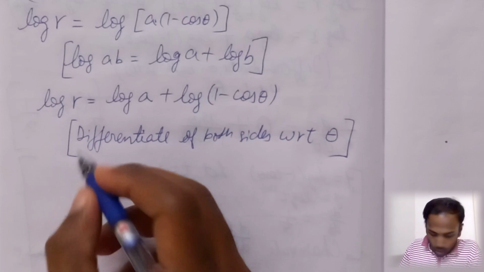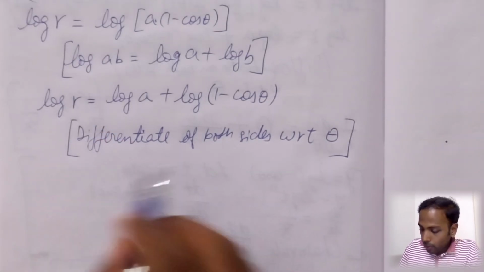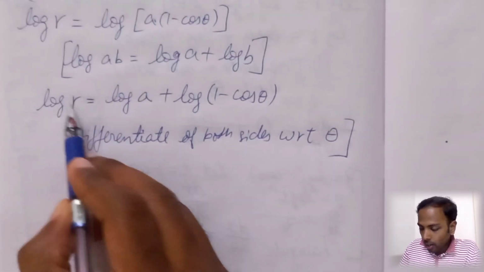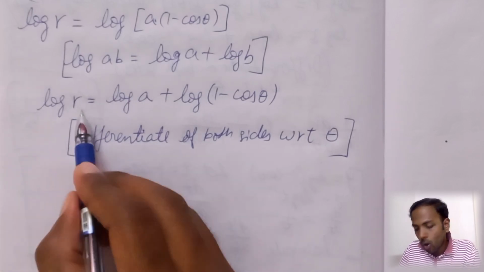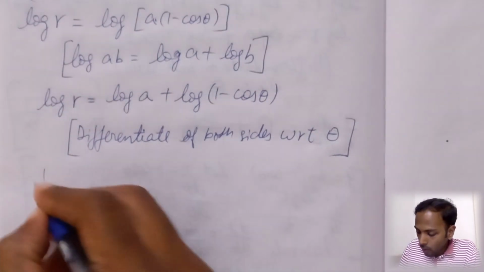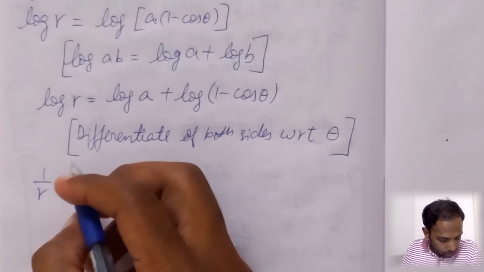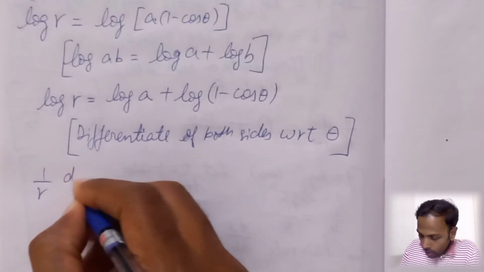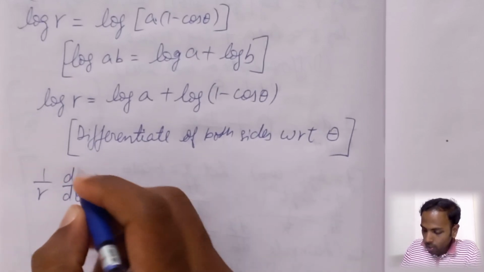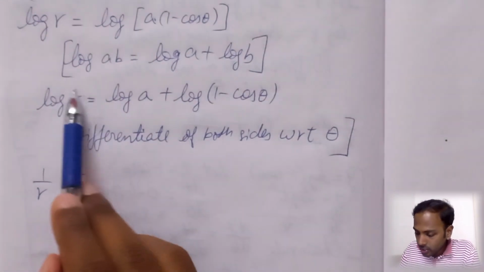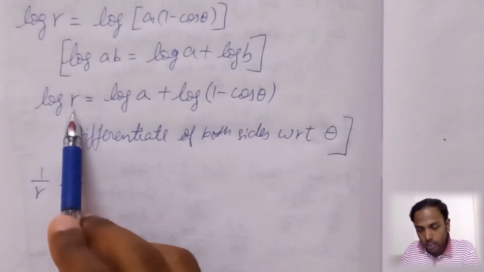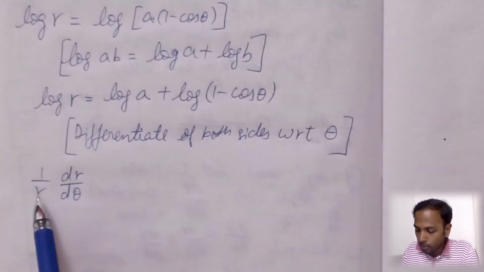What will you get? Here r is not theta, so the differentiation of log r with respect to theta is 1 by r into dr by d theta. By the way, if you don't know how I wrote this, I'll tell you a shortcut quickly. Just differentiate it with respect to r first. The differentiation of log r is 1 by r.